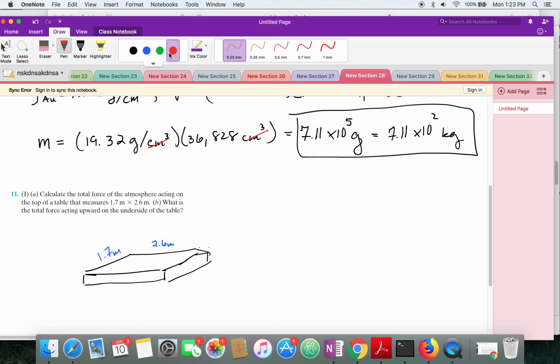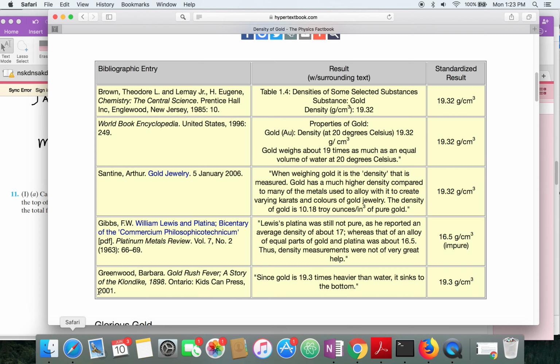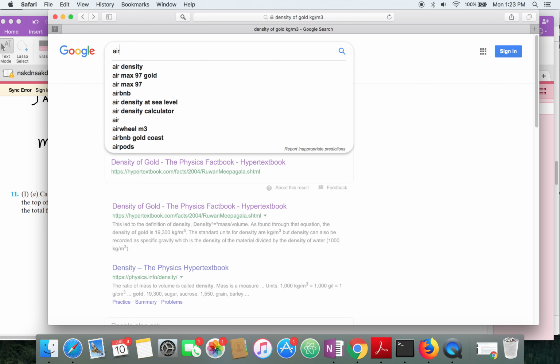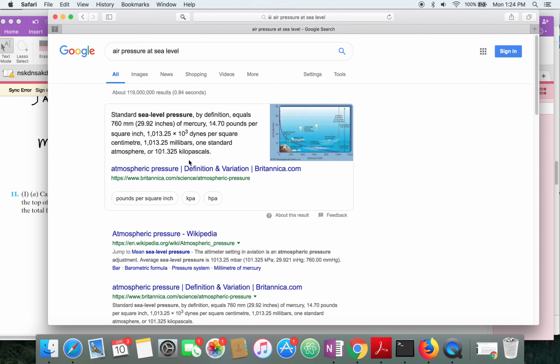Air is pushing down on this, so there's some force going down. There's atmospheric pressure pointing down, P atmosphere. We could call it 1 atmosphere, but we want to work in standard units, which is pascals. This is something you would look up: air pressure at sea level. We'll assume that we're at sea level. This is pretty standard, but basically it's 101.325 kilopascals, which is 1.013 times 10 to the 5 pascals.